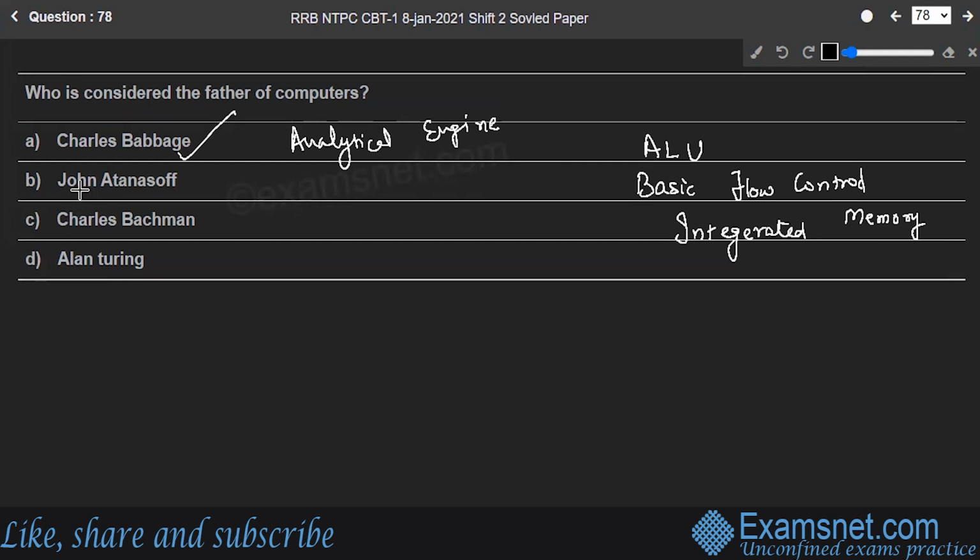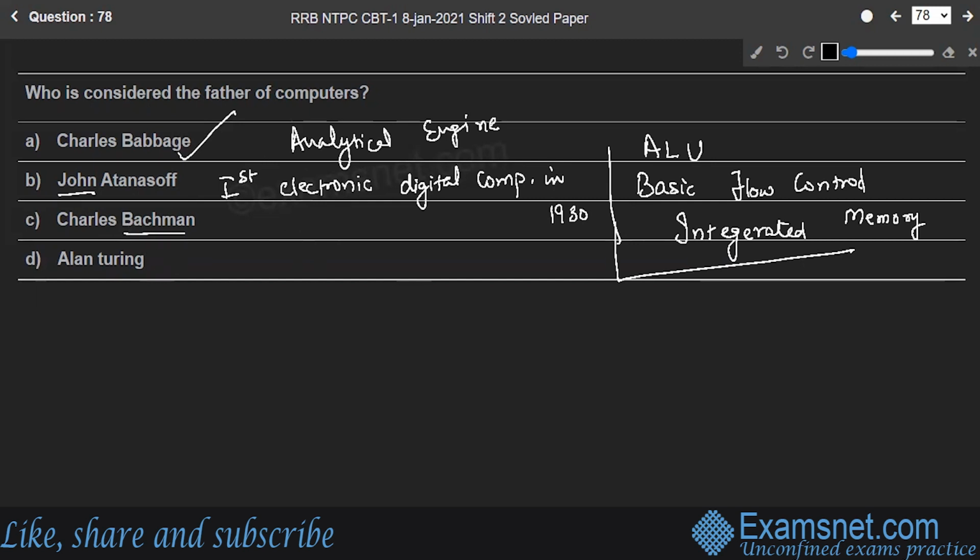If we talk about John Atanasoff, he invented the first electronic digital computer in the 1930s. Charles Babbage, we talked about him. He is the father of computers, very well known.